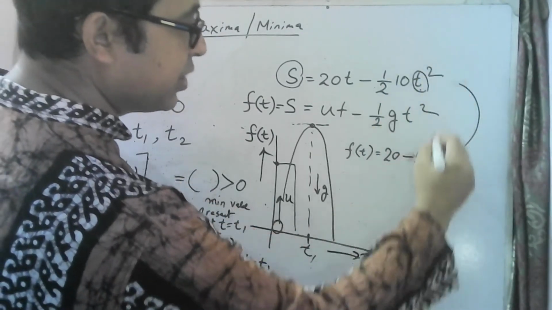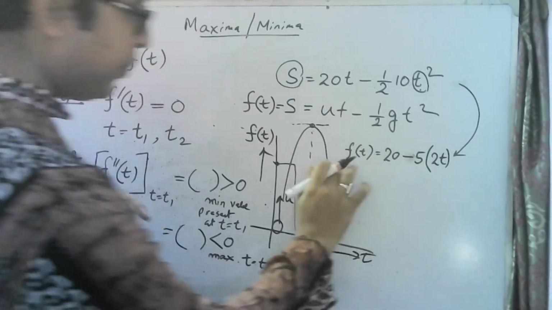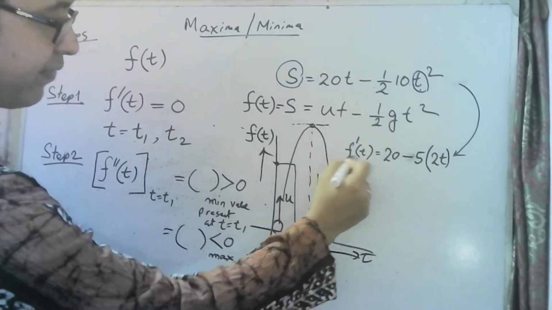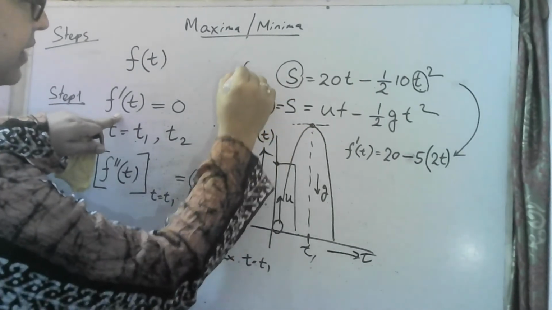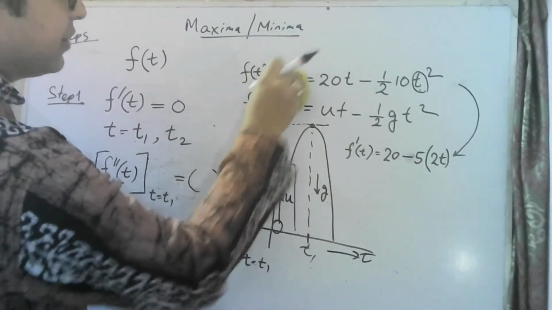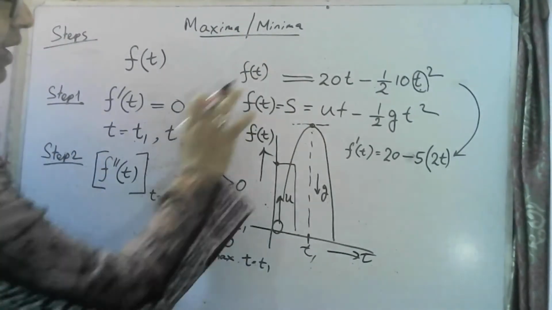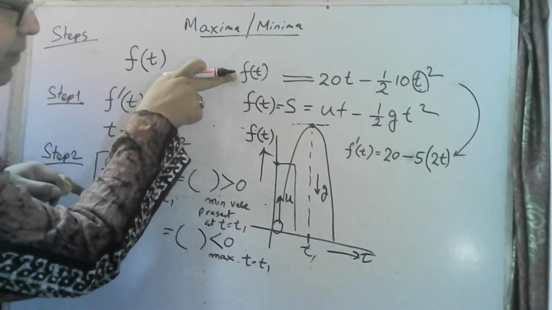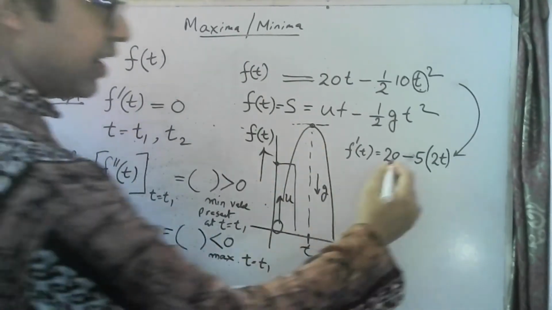Differentiation of t squared is how much? 2t. Okay, so I have found the f dash t. We will remove this s; s is not required. Let's say f(t) is equal to this. So I have differentiated this function with respect to t the first time, and I got this equation.